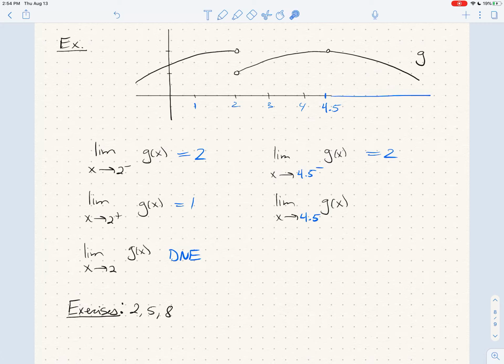x goes to 4.5. Let's make that from the right. And the same thing, the function is getting closer and closer to this y value again, which is 2. And so therefore, you know now that the limit as x goes to 4.5 in general of the function is just 2. And you can see that because it doesn't matter which side you come from, you're getting closer and closer to this y value of 2.